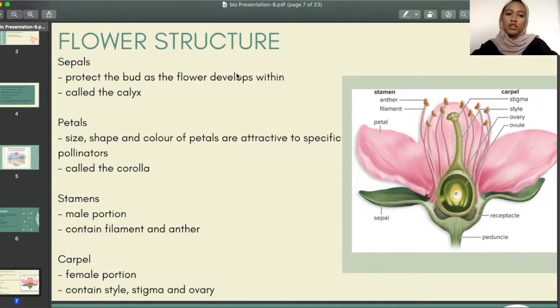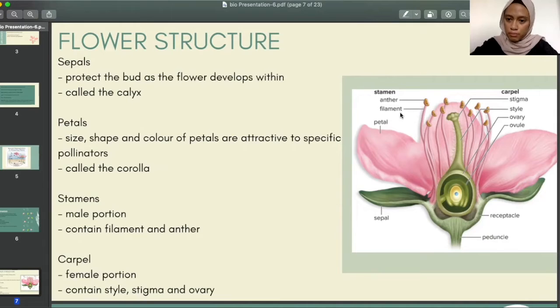Next, we're going to look at the petals. This is the petal, and the colors of the petals are what make the flower attractive. The size, shape, and color of petals are attractive to specific pollinators only. Petals are also known as the corolla, as I mentioned earlier in the introduction of the flowers. This is a fun fact: wind-pollinated flowers have no petals. I'm going to move on to stamens.